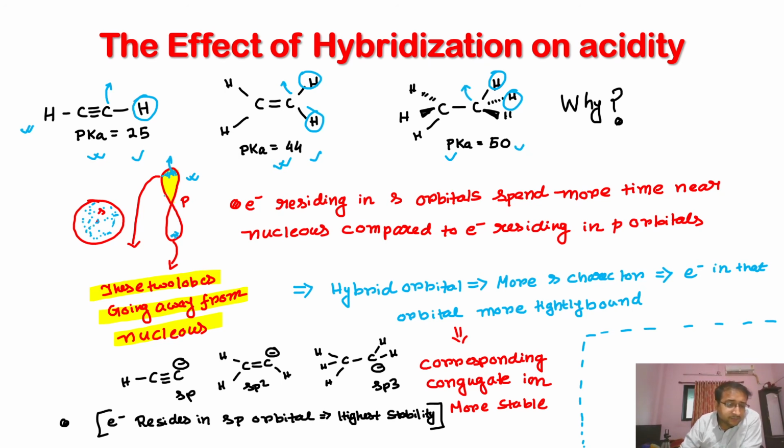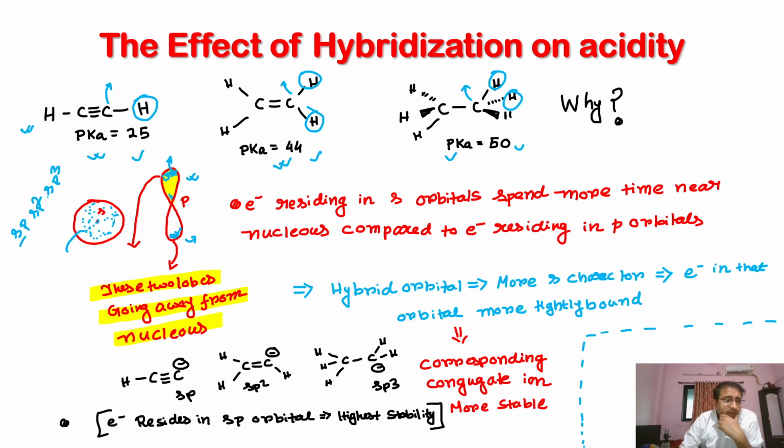On the other hand, as the p orbital has two lobes, some electrons will be close to the nucleus. However, most of the electrons residing in this part of the orbital or in this part of the orbital are much farther from the nucleus, so they will be loosely bound. That's why electrons residing in an s orbital spend more time closer to the nucleus, so they will be more tightly held. Now, when we talk about hybridized orbitals, there are basically three types: sp hybridized orbital, sp2 hybridized orbital, and sp3 hybridized orbital.